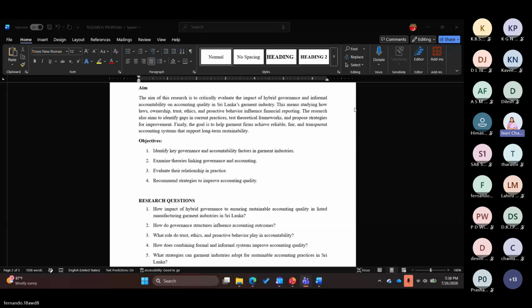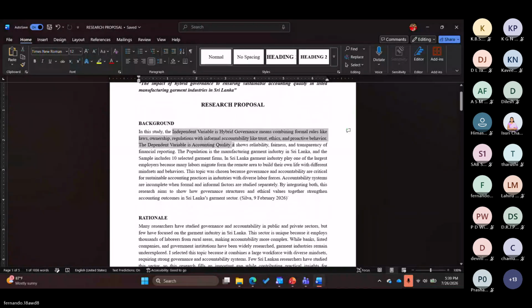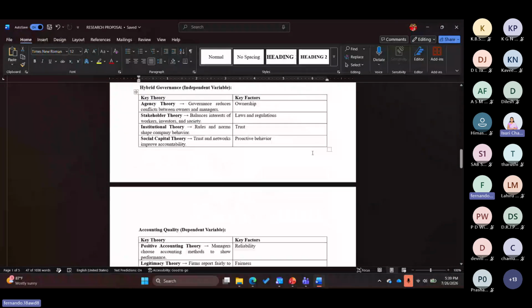Are these the independent variables? Yes, madam. Governance structure, and then trust, ethics and proactive behavior, and then the combining formal and informal systems. Are those things your independent variables? Yes, madam. Can you show me the conceptual framework? Do you have the conceptual framework? No.